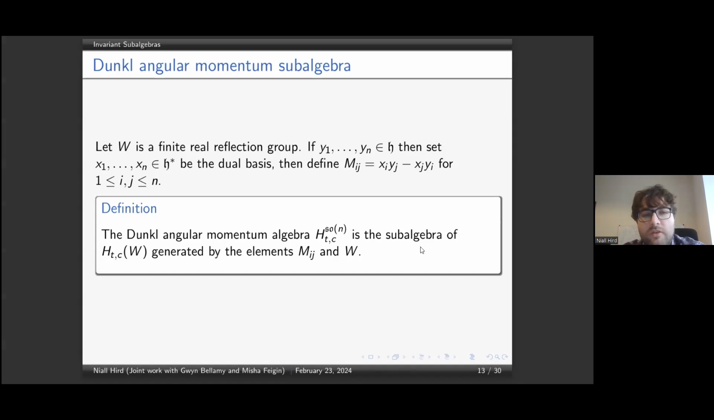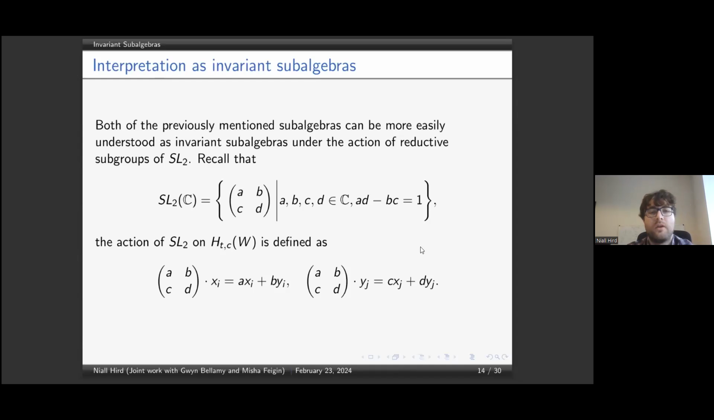So you could try and do this for complex reflection groups as well. And the definition still sort of makes sense. It's just you end up getting far too many elements generated by this algebra than you expect, and it becomes very difficult to deal with.